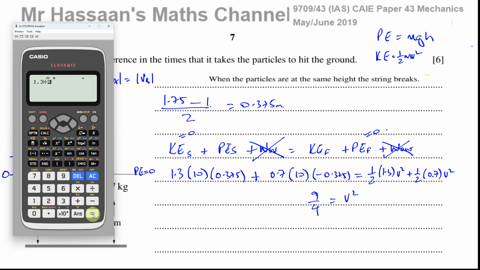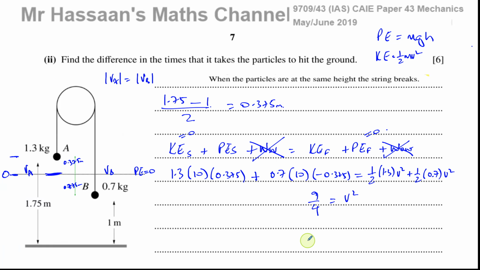Divided by 2. Okay, plus, because it's the same v, 0.7 divided by 2. Which gives us, hold on one second, 1.3 divided by 2, plus 0.7 divided by 2. That gives us 1. That's right. Okay, that's 1. So v squared equals 9/4. Therefore, we can say v is equal to 1.5 meters per second.